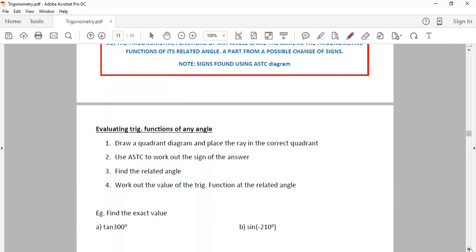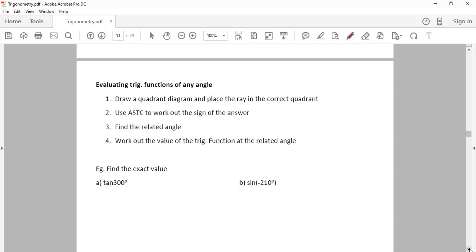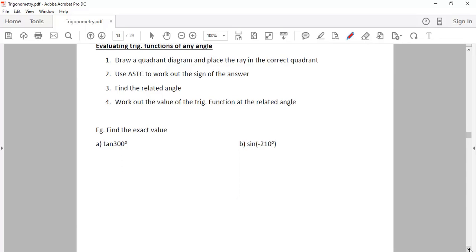So we're going to use this idea to help us find exact values. The first step I want you to do is draw a quadrant diagram and place the ray in the correct quadrant. Then you use ASTC to work out the sign of your answer, find the related angle, then work out the value of the trig function at that related angle. So we follow those steps. First thing to do is draw a quadrant.